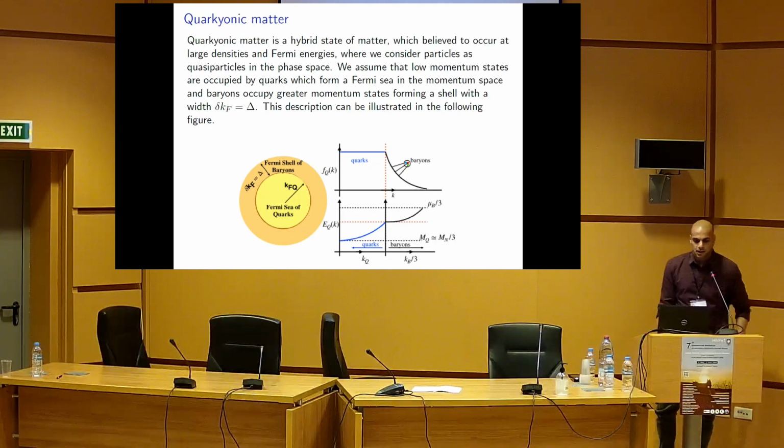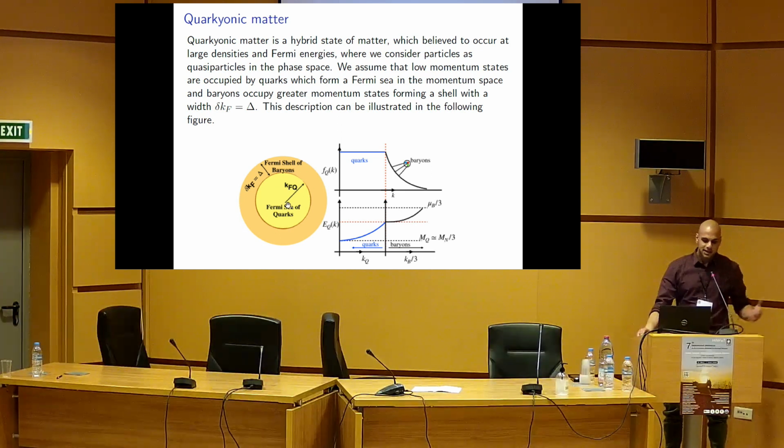Let's start. What is this state of matter? We consider that this state of matter occurs at large densities and Fermi energies. And what is this? We assume that quarks occupy low momentum states in the phase space up to a Fermi momentum, and baryons form a Fermi cell at higher momentum states with a width of about delta. This description can be illustrated in the following picture.